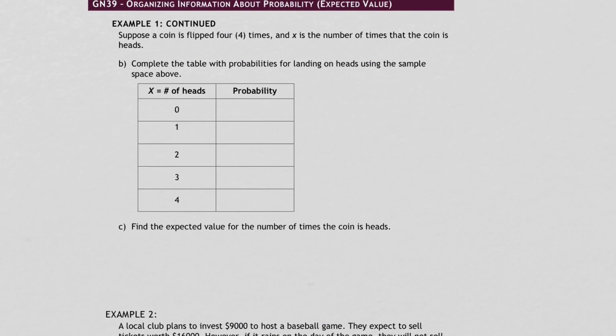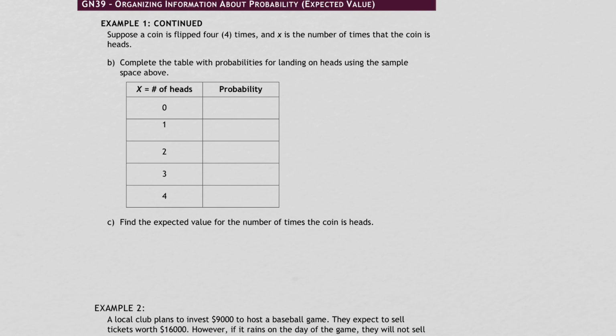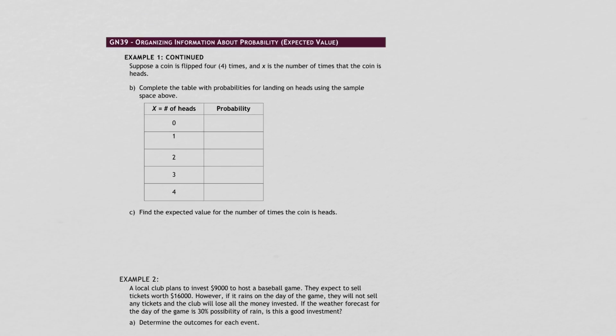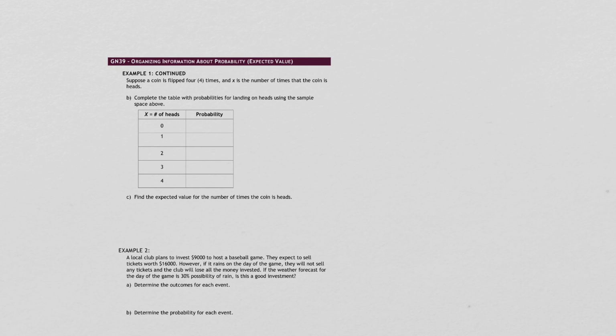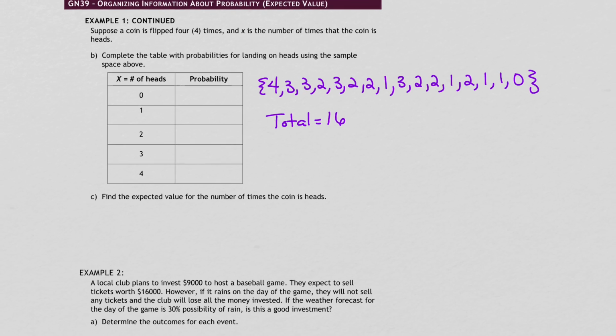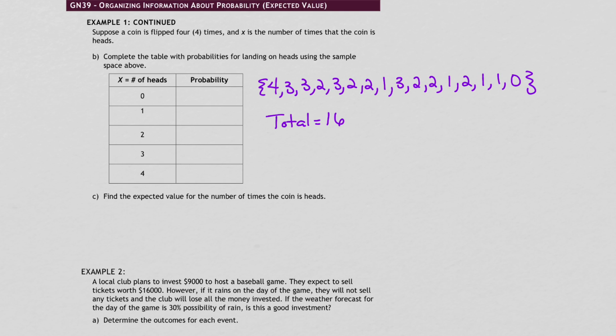So next it says, complete the table with the probabilities for landing on heads using the sample space that we just found. So I'm going to paste my sample space here. And to find the probability, we need to know how many total numbers there are here. There's 16. So what's the probability of getting no heads? Well, there was only one situation with no heads. So that's 1 in 16.